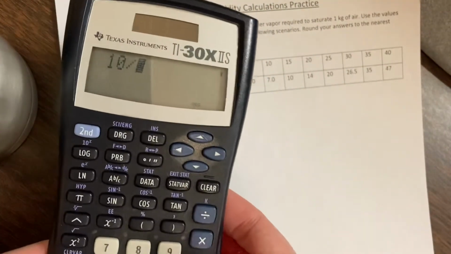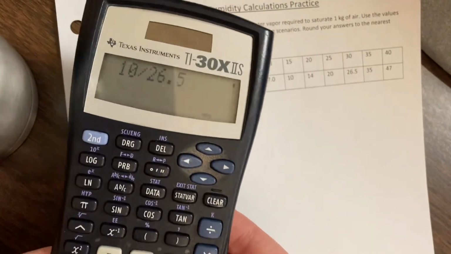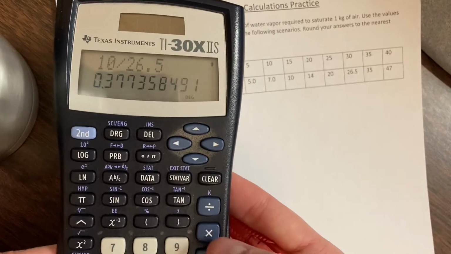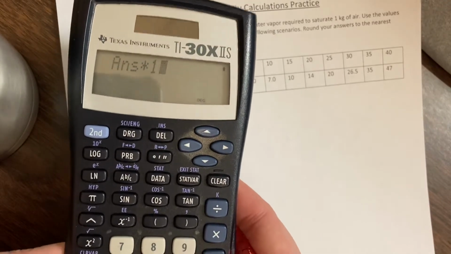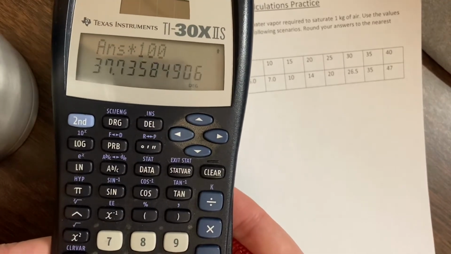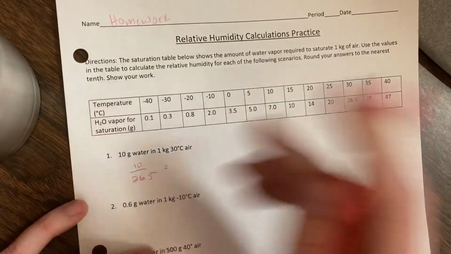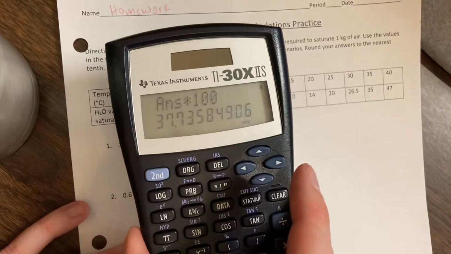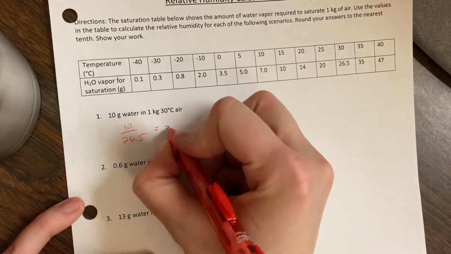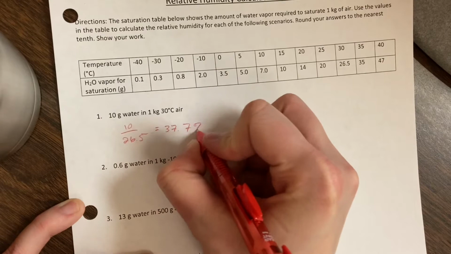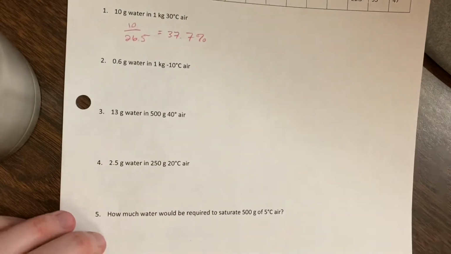10 divided by 26.5 gives us 0.3773. To get it into a percentage, we do times 100, and so we get 37.7358. In the directions, it tells you to round to the tenth, so our answer is going to be 37.7%. Because it's a relative humidity, it's in percentages.